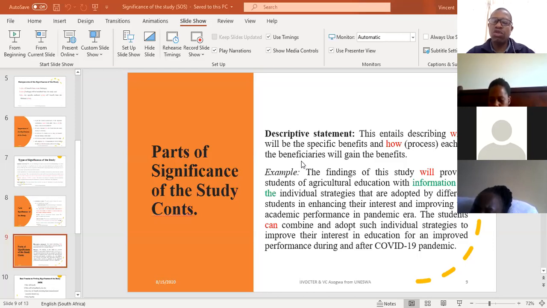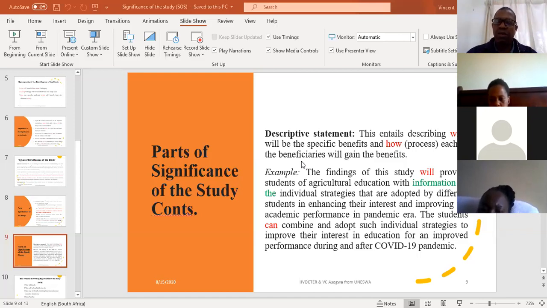It is possible you cut off this information and go straight and say the findings of this study will provide students of agricultural education with individual strategies. That is what this work will find out. It will find out individual strategies that students adopt in order to cope with this situation and enhance their interest. So that is what this study will find out. And then I have said what they will benefit.